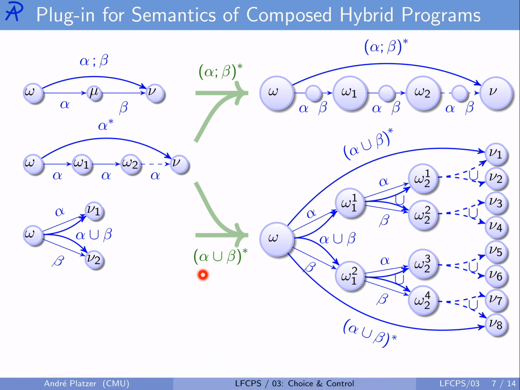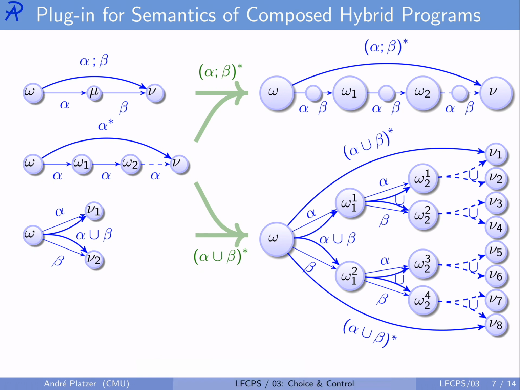Whereas a non-deterministic repetition of a non-deterministic choice will plug this picture in for alpha here and here and here, which will lead us to the following transition diagram where we start. We could run alpha choice beta once. For example, we could run beta. We could run alpha choice beta again. For example, we could run alpha. We could run alpha choice beta again. For example, we could run beta, and so on any number of times.